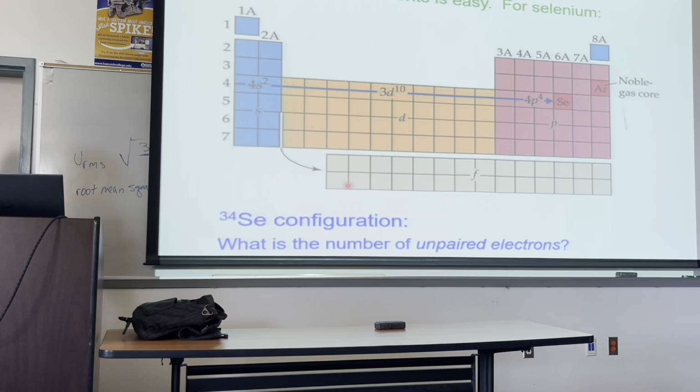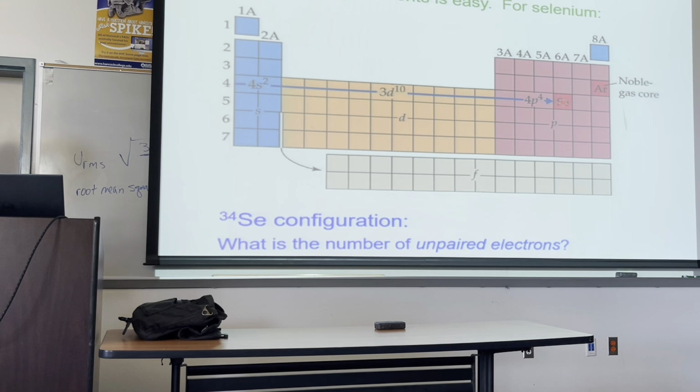Navigation to get the configuration of lighter elements is easy. For selenium, this is usually the one I have you do, using the noble gas core. If you wanted to find selenium and you don't want to add all the electrons up to 3p6, you would do the noble gas argon plus 4s2, 3d10, 4p4, and that would be the shorthand for selenium. And what is the number of unpaired electrons? Well, in the 4p, 1, 2, 3, now you have to pair up one of them, so 2 unpaired electrons.